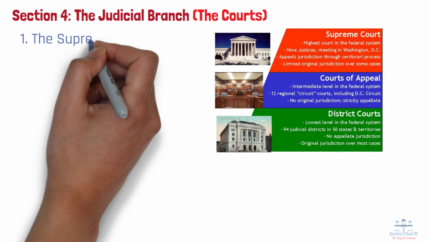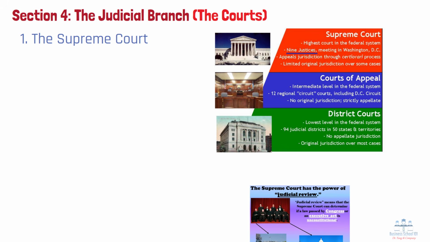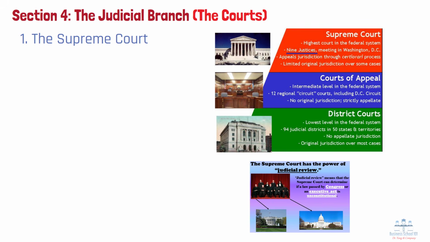Part 1. The Supreme Court, the highest court in the land. The Supreme Court consists of 9 justices who are appointed by the President and confirmed by the Senate. They serve for life or until they choose to retire. The court has the power of judicial review, meaning it can declare laws or executive actions unconstitutional.